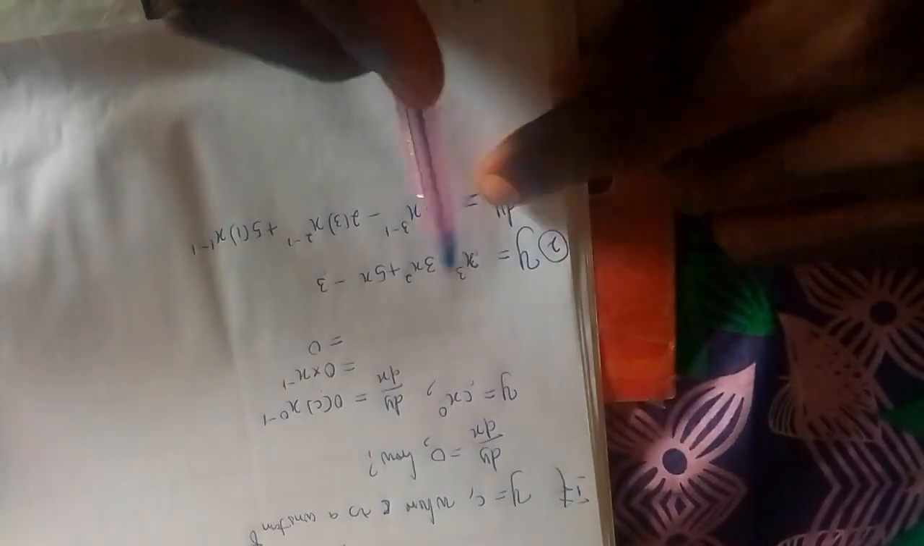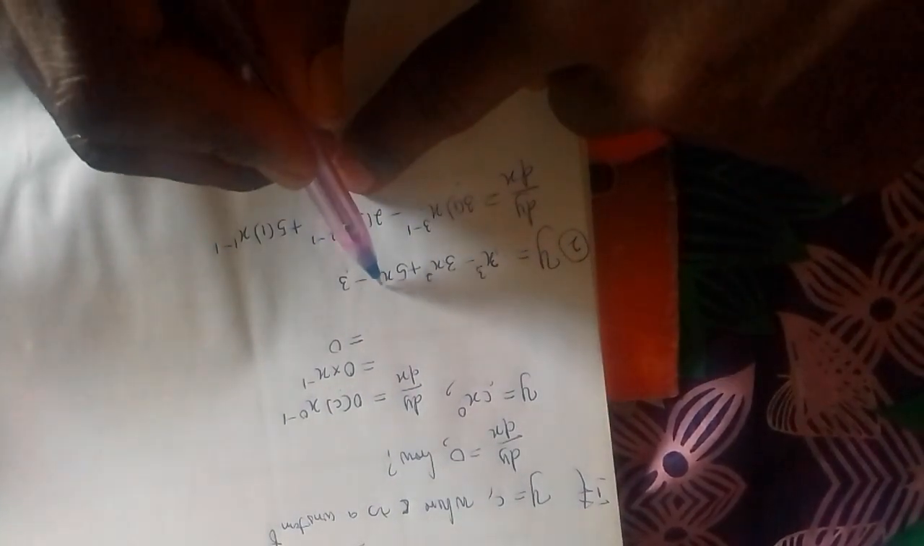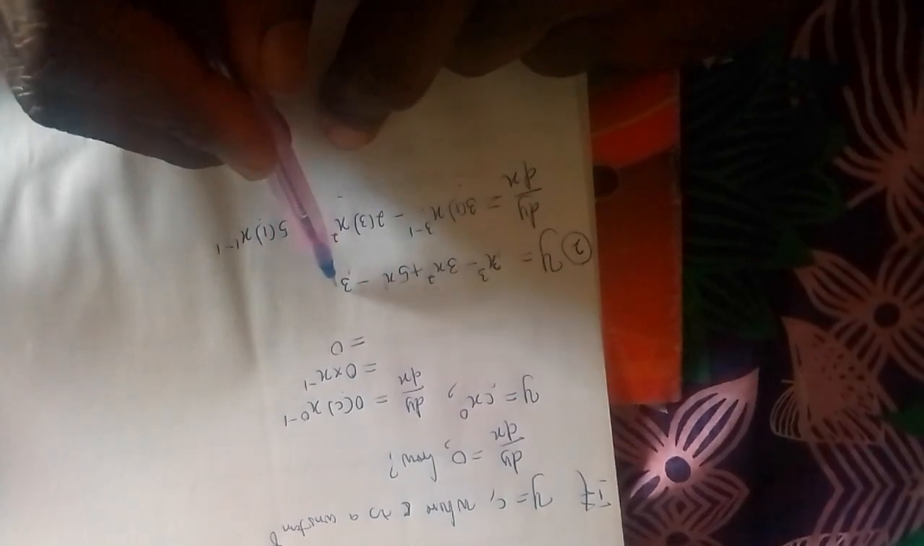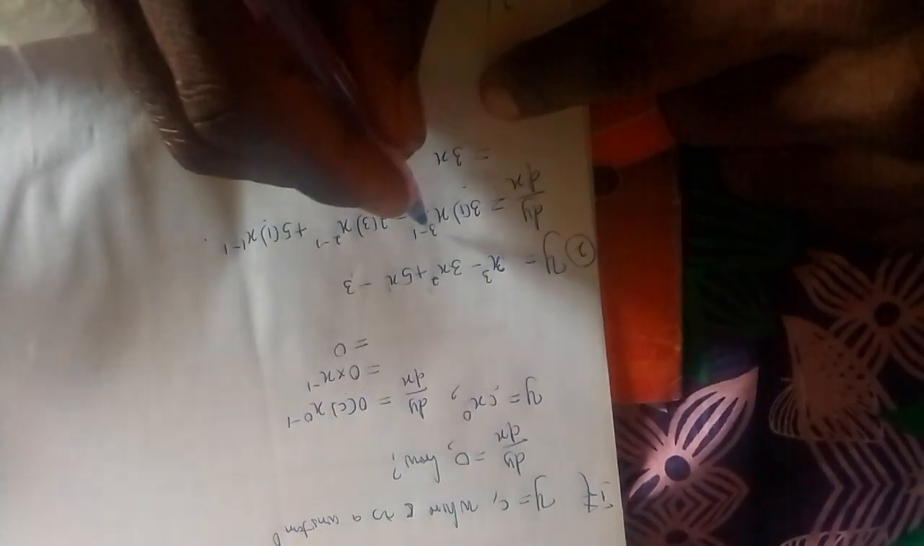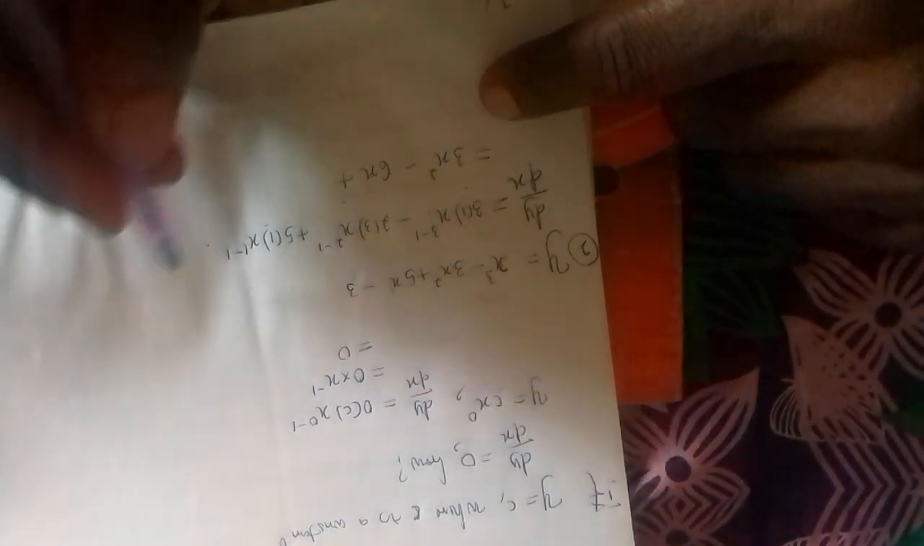So here we have 3 into bracket 1. Why? Because the coefficient of this x cubed here is 1. So we have 3 times 1, x to the power 3 minus 1. Then 2 times 3, x to the power 2 minus 1. Then the power here is 1, so we have 5 times 1, x to the power 1 minus 1. Since this minus 3 is a constant, meaning it has no x attached to it, the derivative is equal to 0. That's why it is not included here. So our final answer will be 3x raised to the power 3 minus 1, which is 2, minus 2 times 3, which is 6, x to the power 2 minus 1, which is 1, plus, now 1 minus 1 is 0, x to the power 0 gives us 1, so 5 times 1 gives us 5. Meaning that the derivative of all of this is 3x squared minus 6x plus 5.